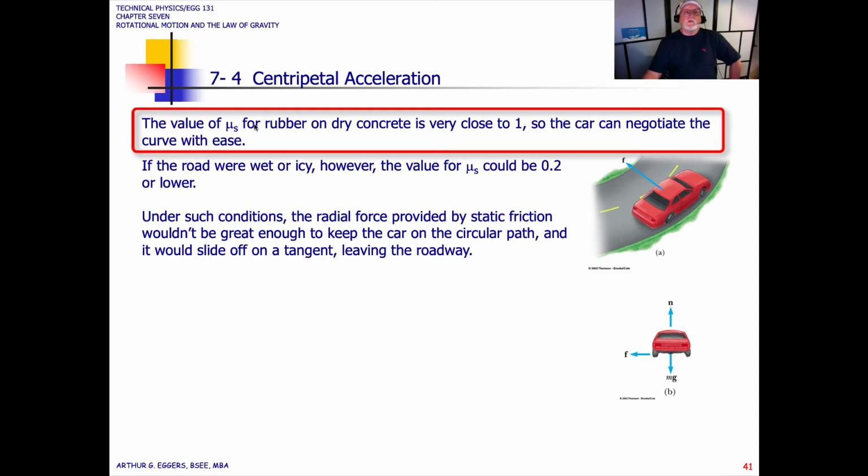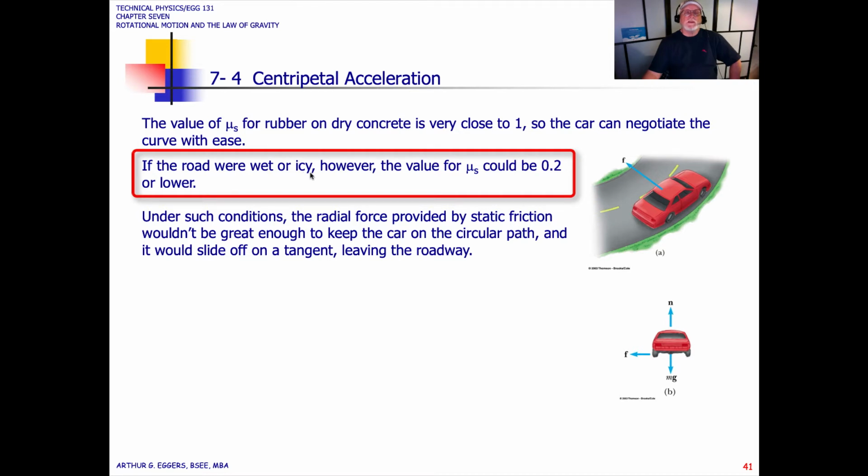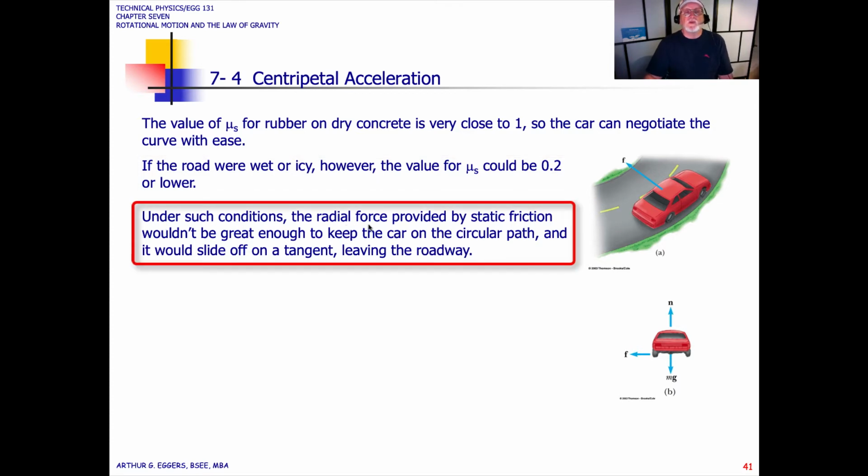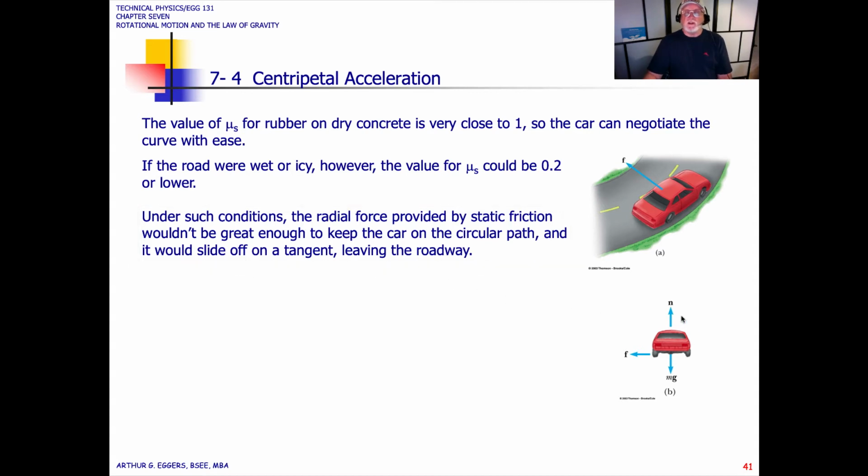The value of μs for rubber on dry concrete is very close to 1, so the car can negotiate the curve with ease. If the road were wet or icy, however, the value of μs would be a little lower, or 0.2 or lower. Under such conditions, the radial force provided by static friction wouldn't be great enough to keep the car on the circular path, and it would slide off on a tangent, leaving the roadway.